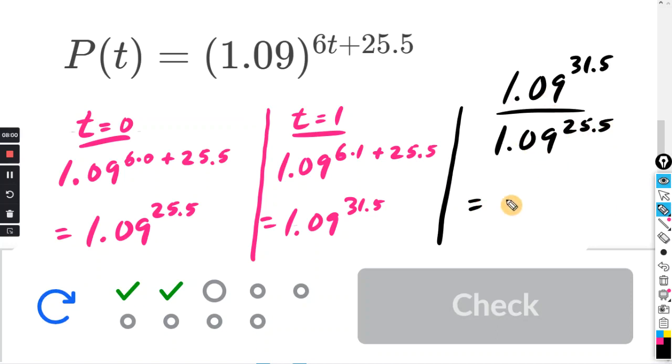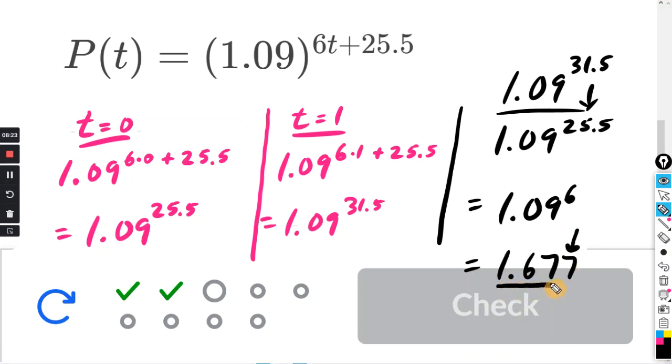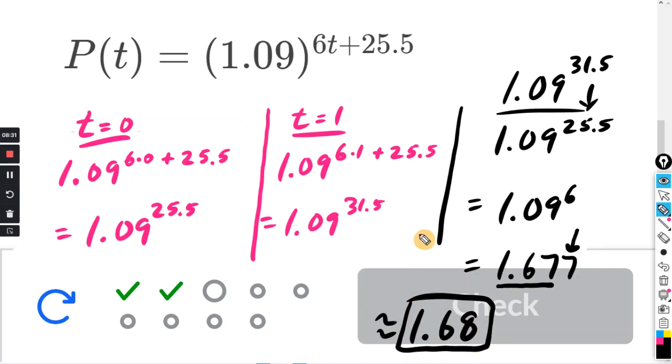Okay, the base numbers match, 1.09, so we keep that and just subtract the exponents going down. 31.5 minus 25.5 is going to give us 6. Calculator work right here, 1.09 to the 6th, and I get 1.677. Rounding to 2 decimals, you want to look at the 3rd one. If it's 5 or more, then this will get rounded up to 1.68. And that is the factor that this increases by each time.